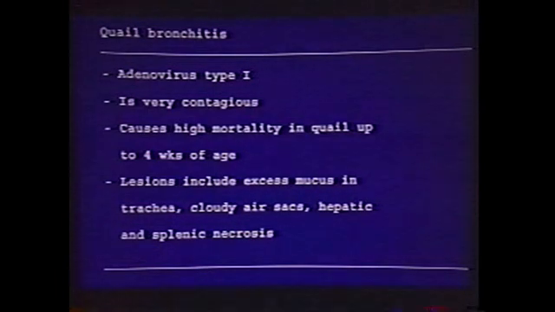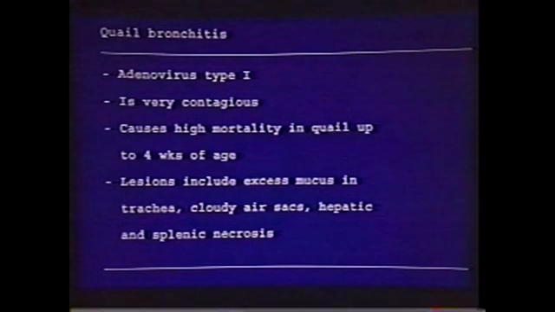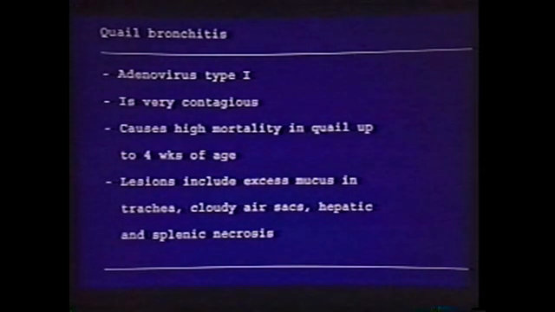Mortality, in the cases I have seen, can easily reach 80 to 85%. Most often, when it reaches 90%, the owner himself will kill the rest, the remaining 10%. So it can reach 100% on its own. The disease can cause that high mortality anyway. There is excessive mucus in the trachea and air sacs, and hepatic and splenic necrosis, as I showed you.